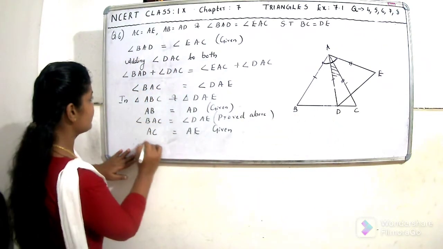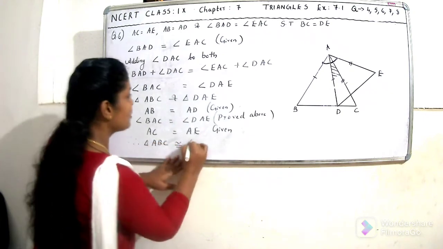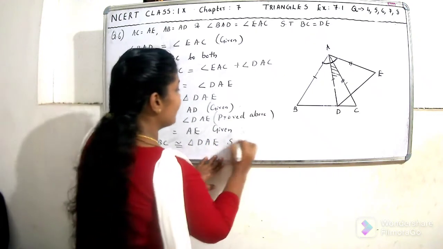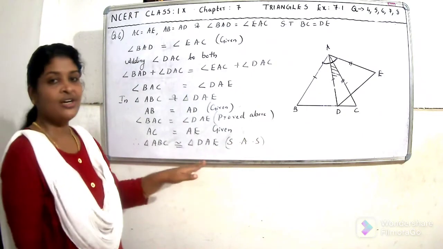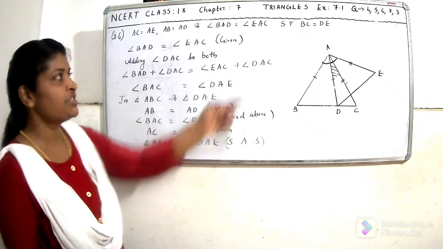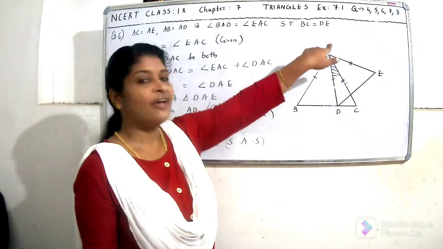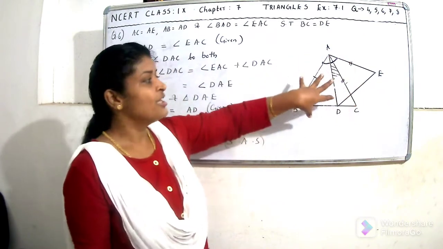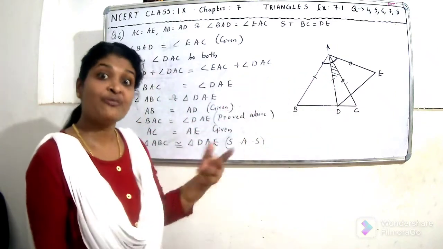So therefore triangle ABC is congruent to triangle DAE by side angle side criteria. But here the question is not to prove these two triangles are congruent. The question is to prove that these sides, BC and DE, are equal. Since these two triangles are congruent, the sides and angles which are not mentioned are also equal because of CPCT.